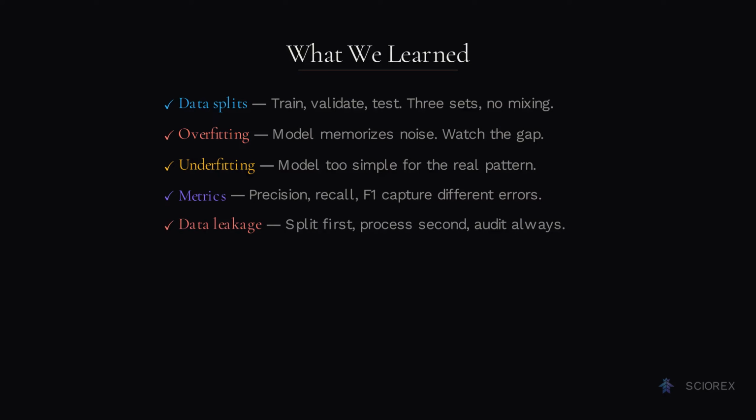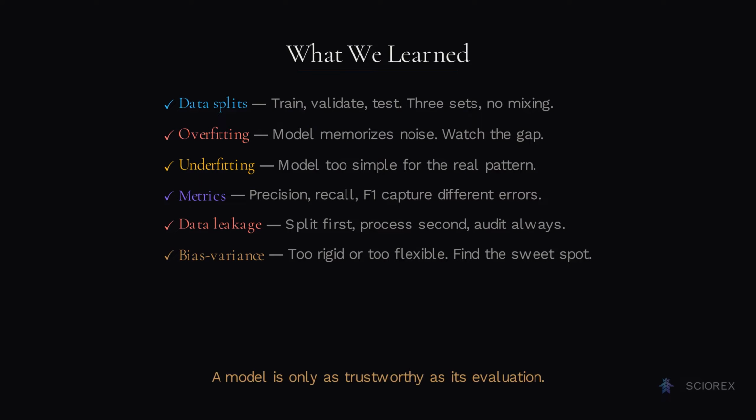Data leakage. When test information contaminates training, scores look artificially good. Split first, process second, and audit your pipeline. Bias-variance trade-off. Too rigid means you miss the pattern. Too flexible means you memorize noise. The goal is the sweet spot. If this episode felt more methodological than the last 4, good. Evaluation is where serious machine learning separates from guesswork. A model is only as trustworthy as the evaluation that measures it. Treat evaluation design as part of the method, not as bookkeeping.